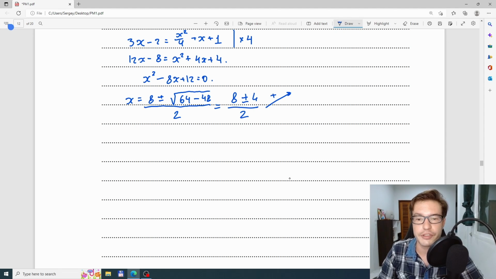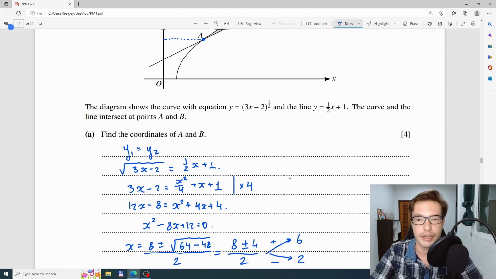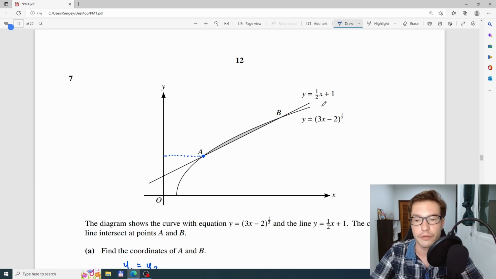If I take plus in the formula, that gives me 6. If I take the minus, that gives me 2. So these are the x coordinates. And all we have to do now is to calculate the y coordinates. Substitute 6 into any of the functions. I will substitute it into half x plus 1.